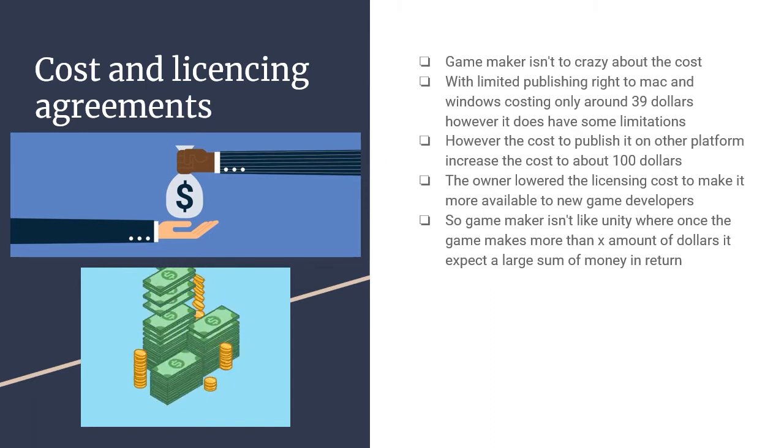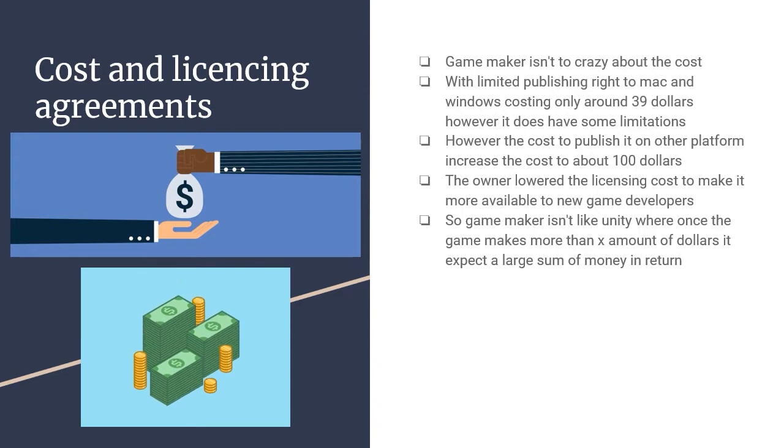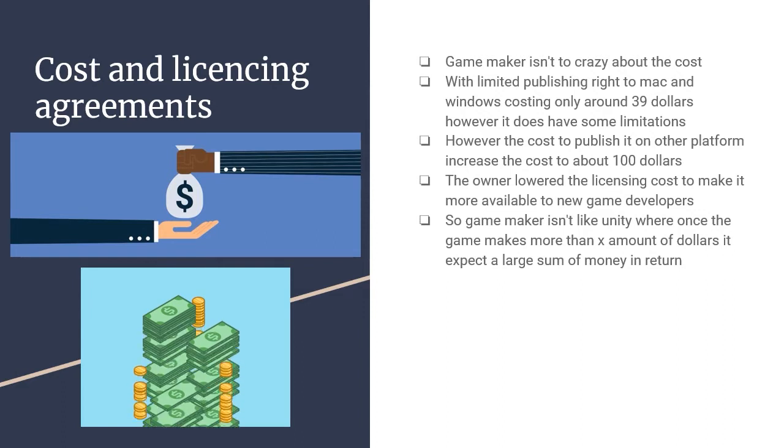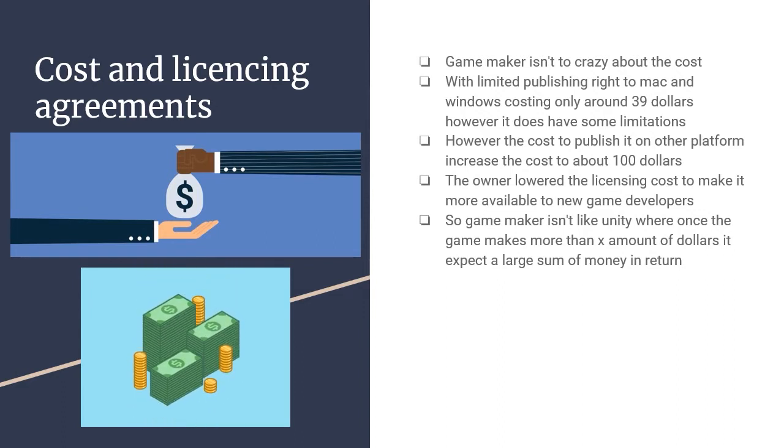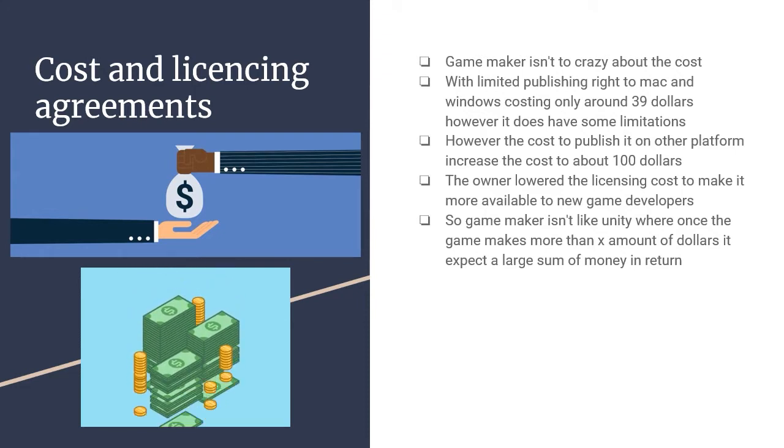So, cost and licensing agreements. GameMaker isn't too crazy about their costs, with them offering a limited publishing right to only Mac and Windows costing around $39. However, it does have some limitations because they want you to obviously pay more to get access to the bigger edition, which costs $100, but it allows you to publish on other platforms that were not available before, like Steam and other sites.